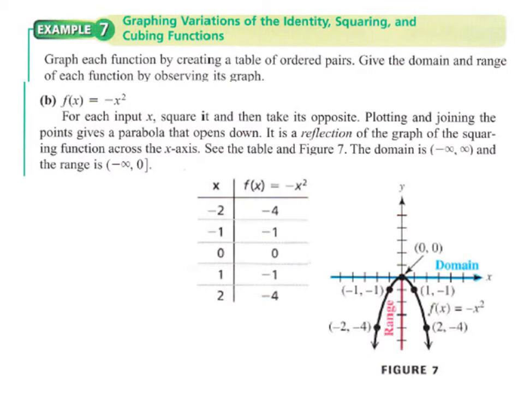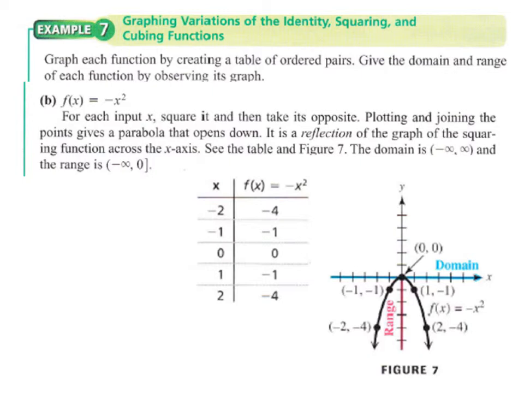Next we'll take a look at the squaring function. In this case, f of x equals the opposite of x squared. Again, I would pick values around 0, -2, -1, 0, 1, and 2. And if you need to do more, maybe the graph is shifted left or right considerably, then you can always pick more points once you have a basic idea of what the graph looks like.